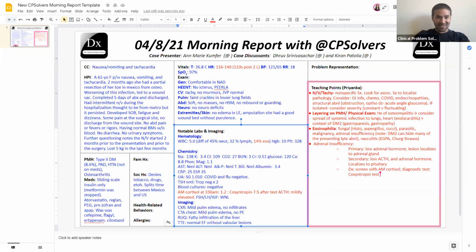What do you think about the ACTH level, my friend? Yeah, I would expect ACTH to be much higher than what it is right now if it was primary adrenal insufficiency, which also makes me think, what if the pituitary itself is not working as much as we would want it to work?